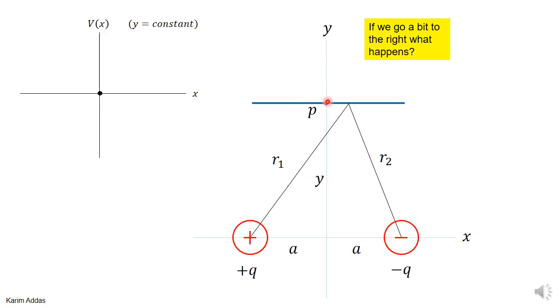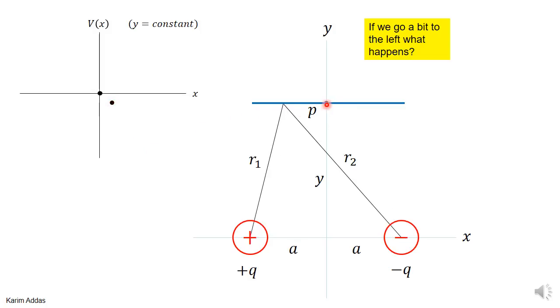What if you move a little bit to the right? When you move a little bit to the right, R2 is smaller than R1. What does that mean? The potential due to the positive charge gives a lower number, because the potential is kq over r, and since R1 is bigger, 1 over r is smaller. So you have a positive number that's small and a negative number that's large. When you add those two numbers, you get a negative number. So the potential becomes negative when you go to the right. I'll illustrate that by putting a point here that is negative.